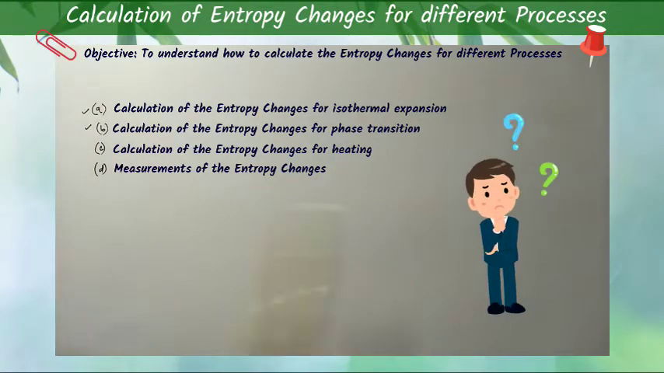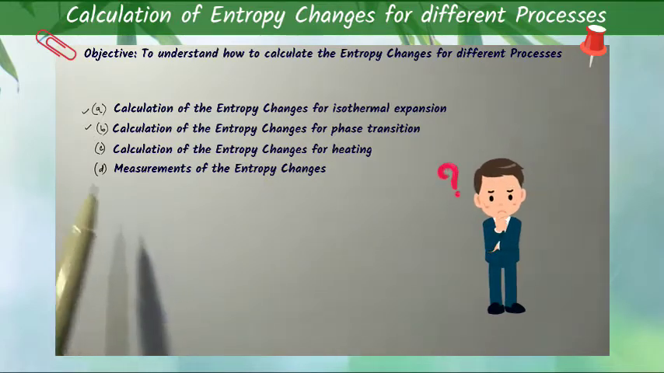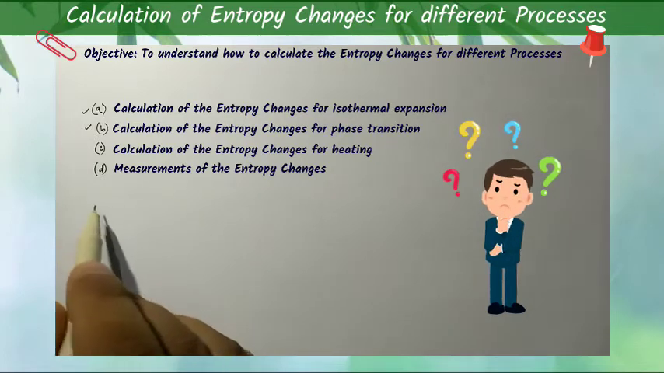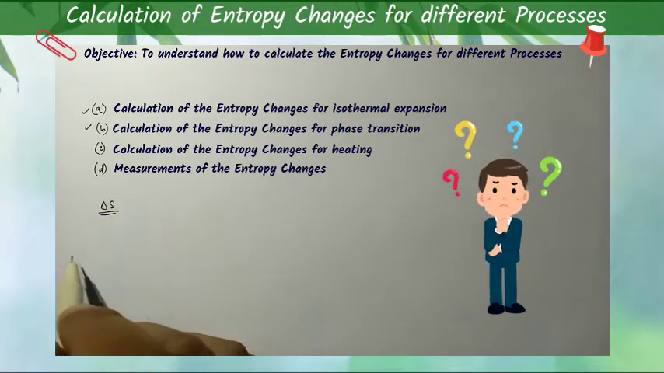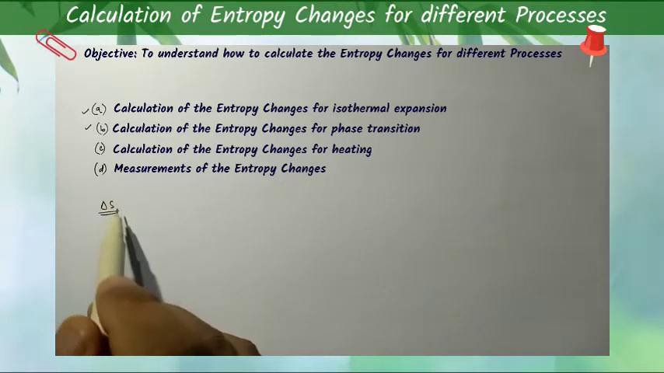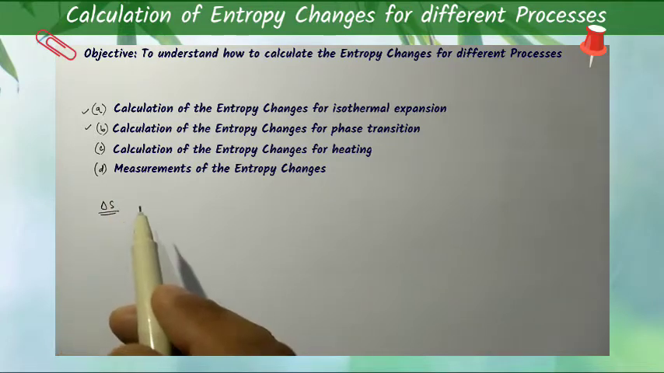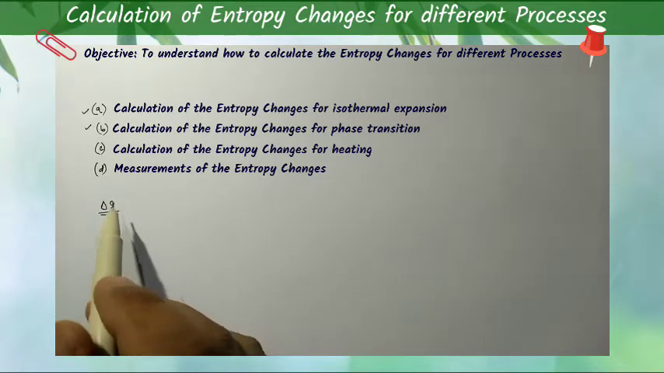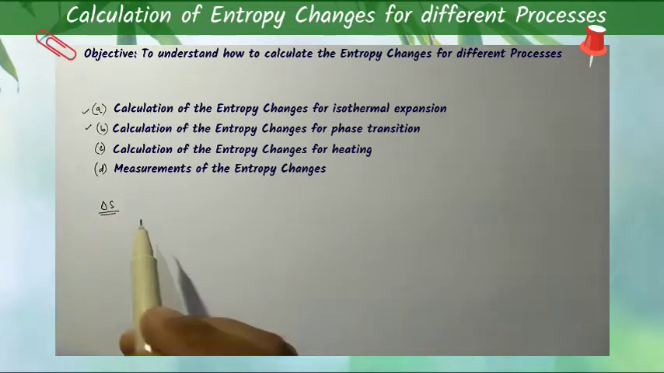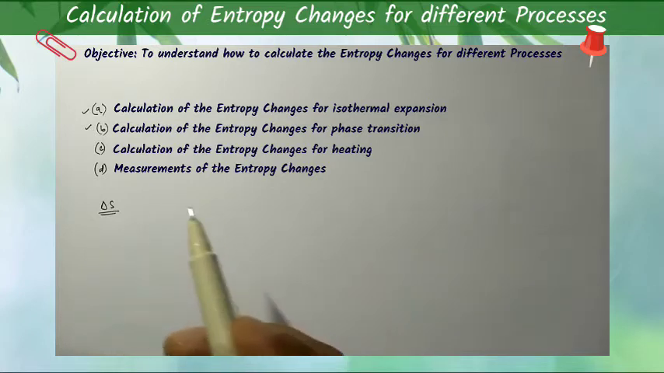So why is this important? Why do we want to study these topics? The change of entropy is important because it relates to the spontaneity of a reaction. By knowing the value or magnitude of del S, that means the entropy change for that process, we can have some idea about the spontaneity of that process.